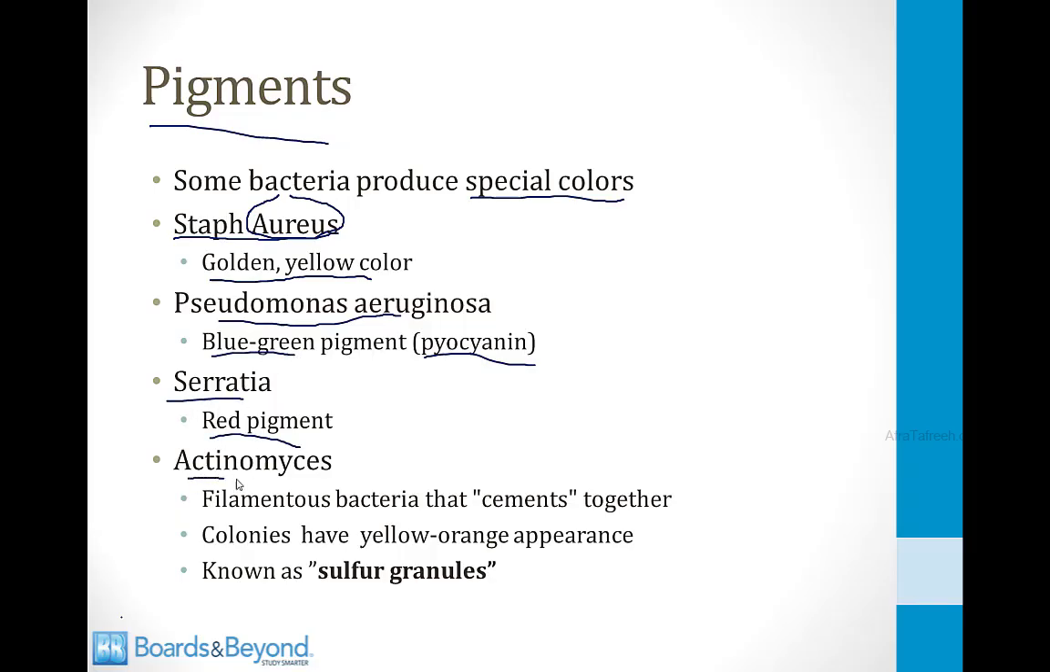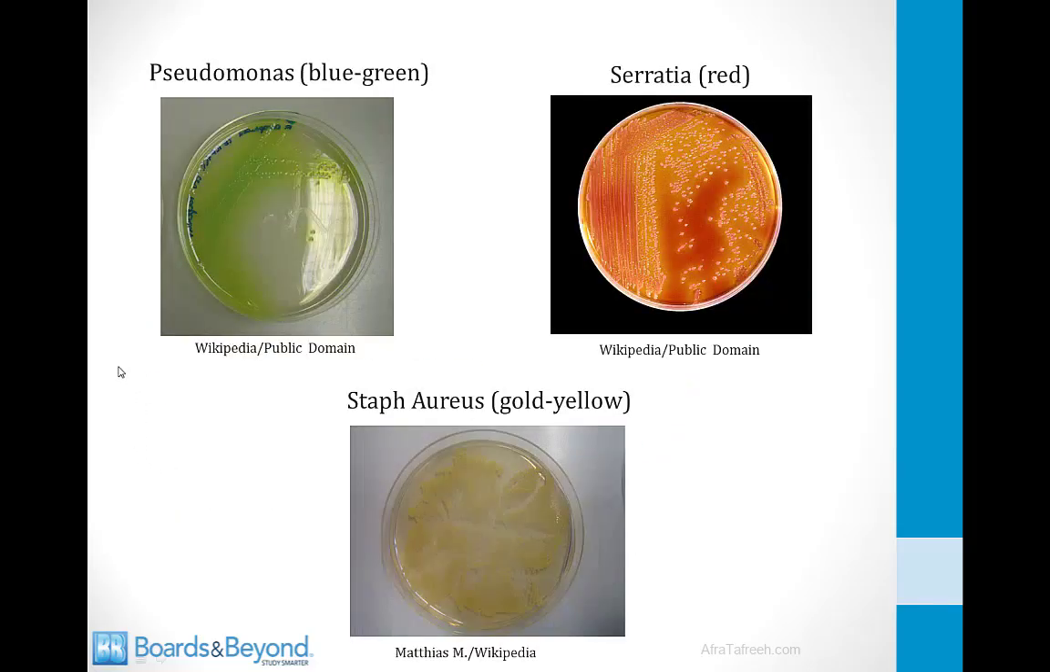And then finally, Actinomyces is a filamentous bacteria that cements together as it grows. So it's a long, branching bacteria. It sort of looks like a fungus, and in fact, when it was first discovered, people thought it was a fungus, but it turns out it's a bacteria. And the colonies of cemented together Actinomyces have a yellow-orange appearance, and they're called sulfur granules. And Actinomyces is a normal oral flora, but it sometimes forms abscess infections in the jaw, and you can sometimes see this yellow sulfur granule material draining from the abscess. Here are some pictures of what those look like.